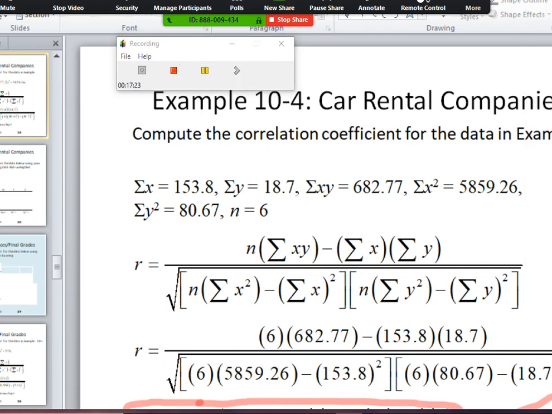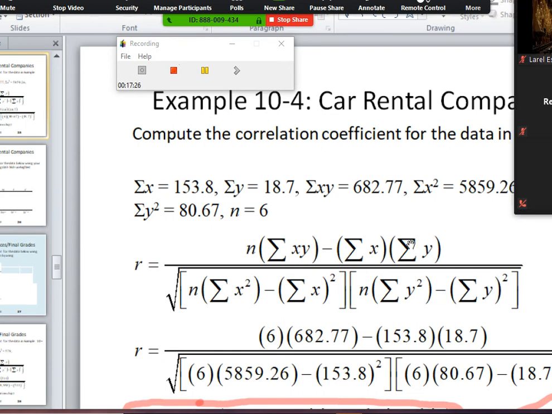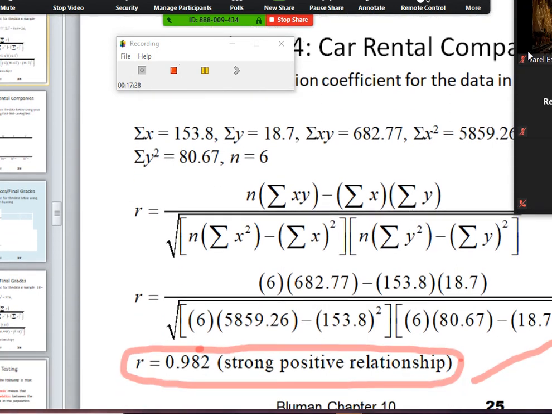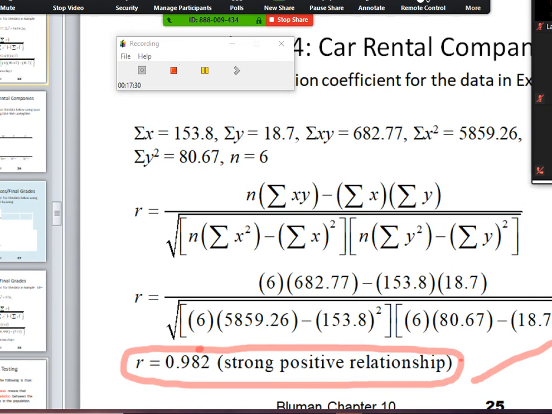Sorry, you guys are back. My bad. All right, so this is what you guys should have gotten when you did it. You should have gotten an R of 0.982, which is a strong positive relationship. So you should have found this piece here, found this piece here, multiplied them, and then square rooted it. That's your denominator.